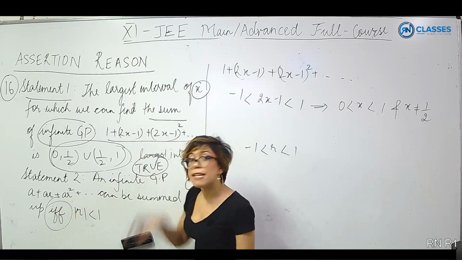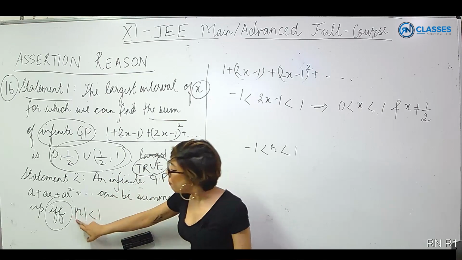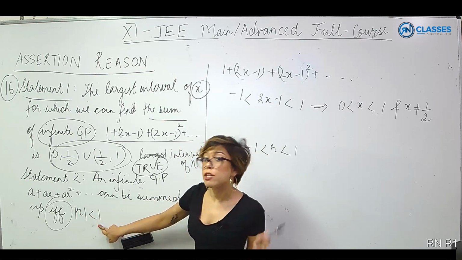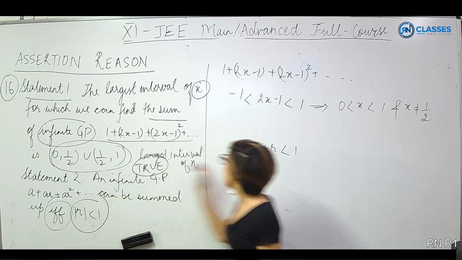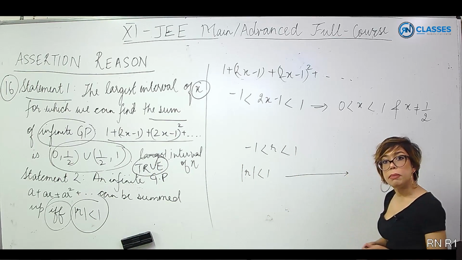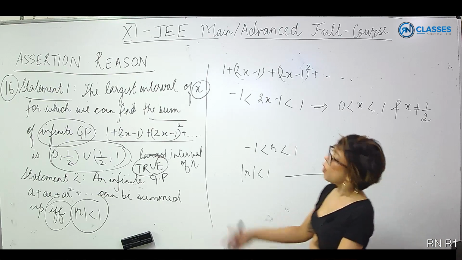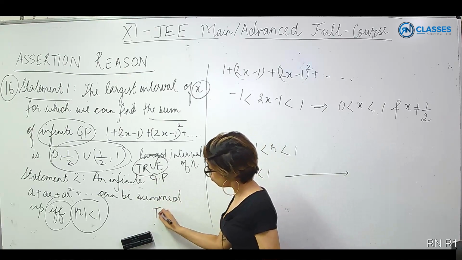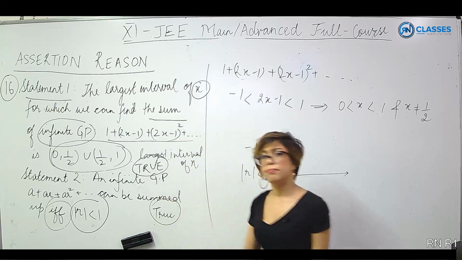That means if it is an infinite GP, then the mod of the common ratio has to be less than 1. And if mod of r is less than 1, then you can sum up the infinite GP. It goes both ways. Now, obviously, first of all, statement 2 is true. The next question is whether this explains statement 1 or not.